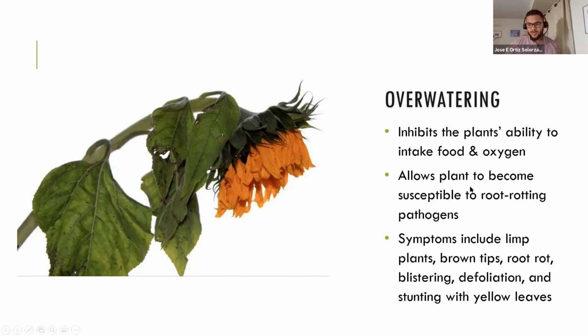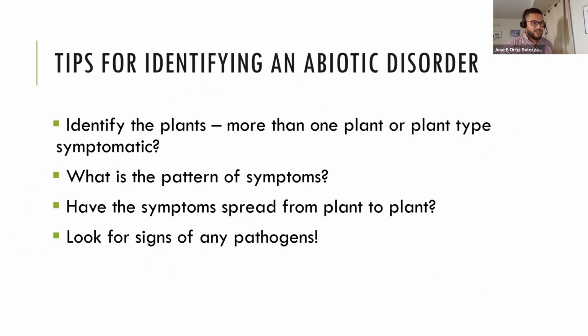So overwatering allows the plant to become susceptible to root rotting, and the symptoms include limp, brown tips, root rot, blistering, defoliation, and stunting with yellow leaves. So we have learned that plants can be affected by other living organisms, usually known as plant parasites, and that plants can also be affected by non-living issues, such as drowning, injuries, nutrient deficiencies, and other types of factors.